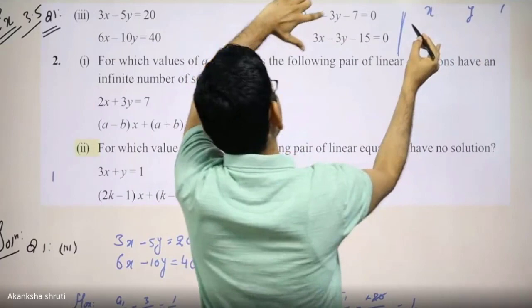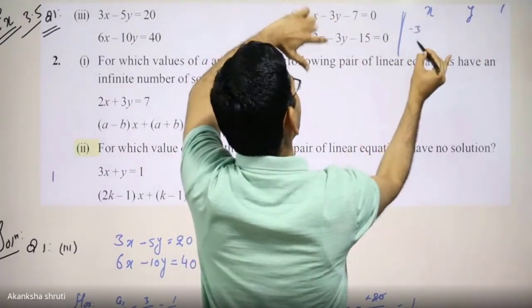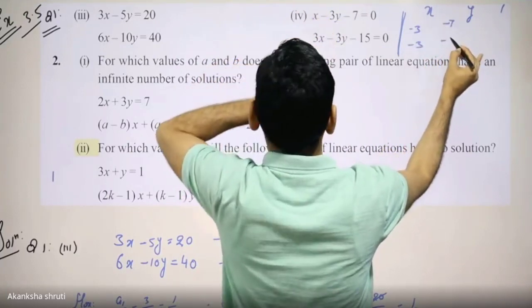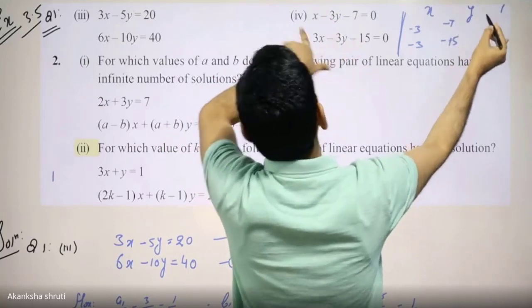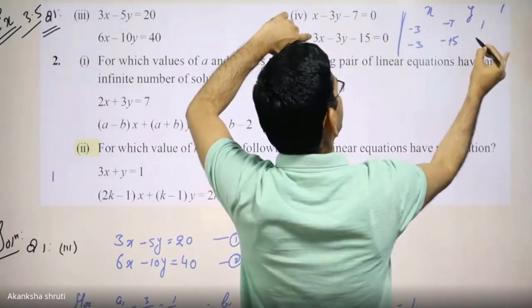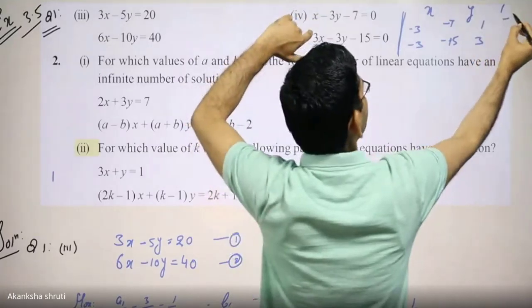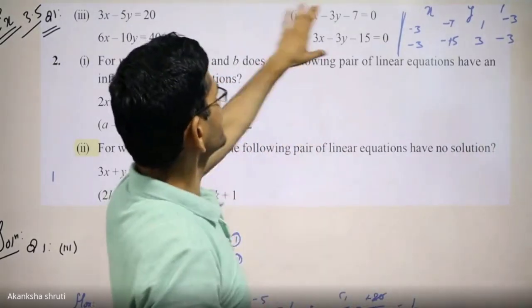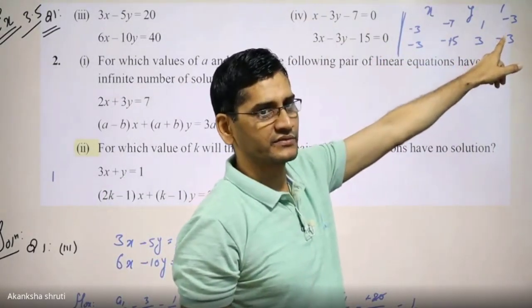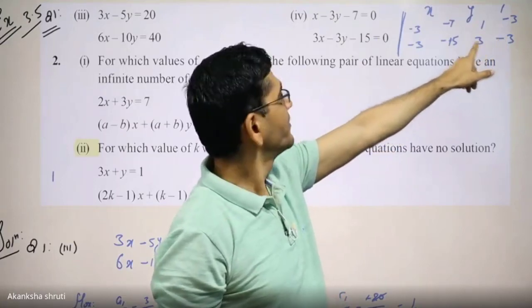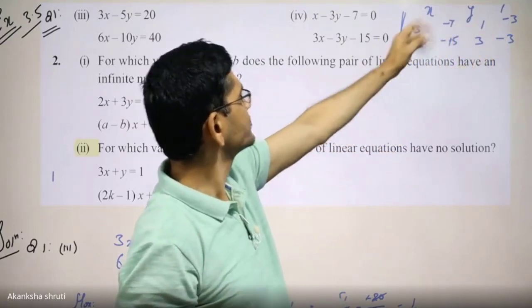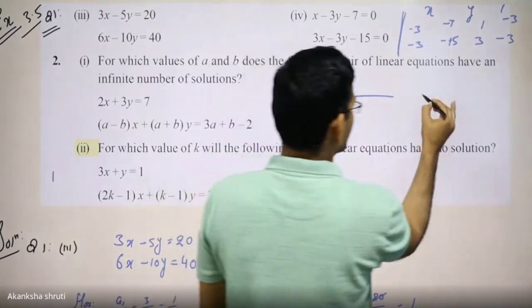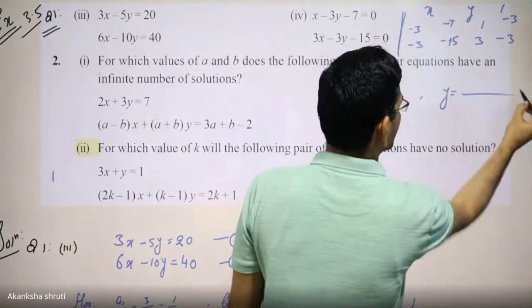For this x, start with -3. This is also -3, -7, minus of 15. Then this one, 1, 3, the same, -3, minus of 3. That much. From this equation, we have written this array or arrangement. From this arrangement, now we need to find the value of x. Let me find the x. X will be something, y will be something. Okay.